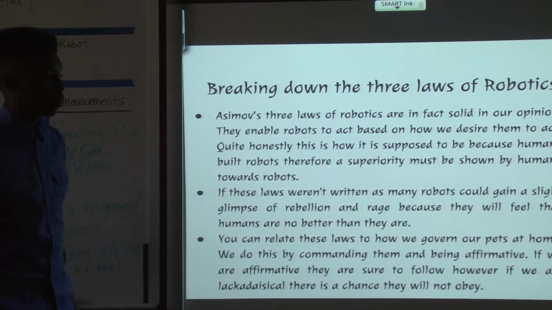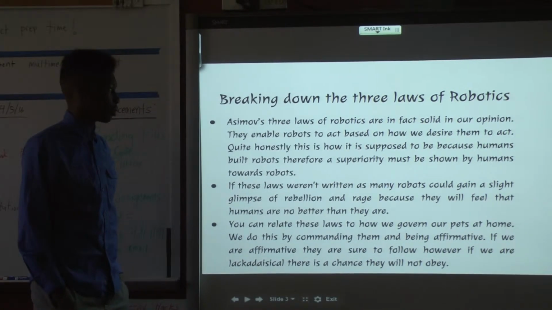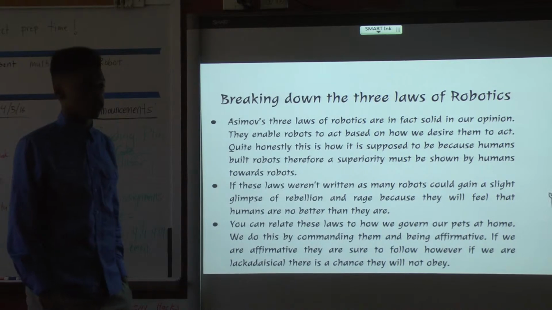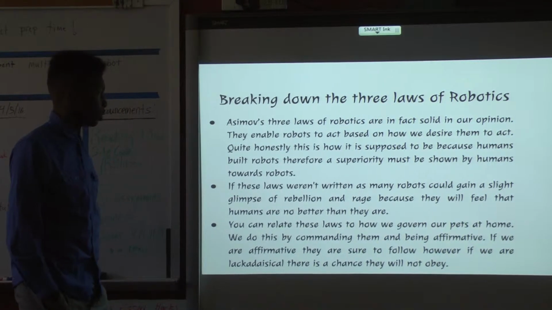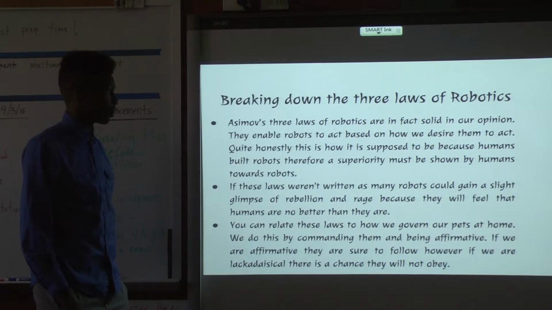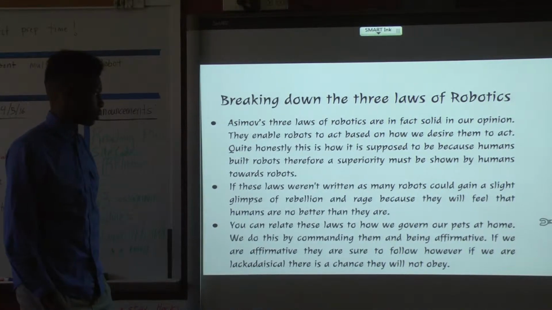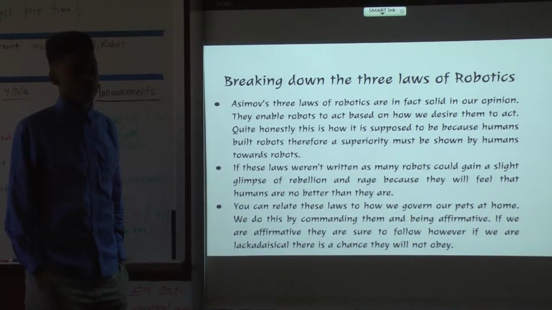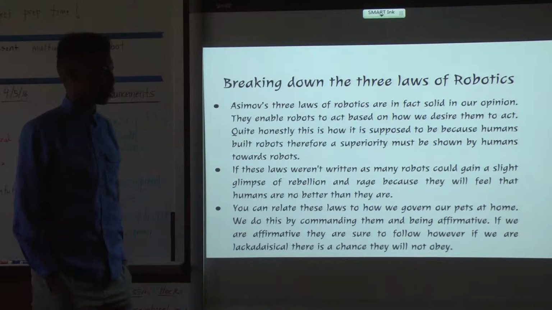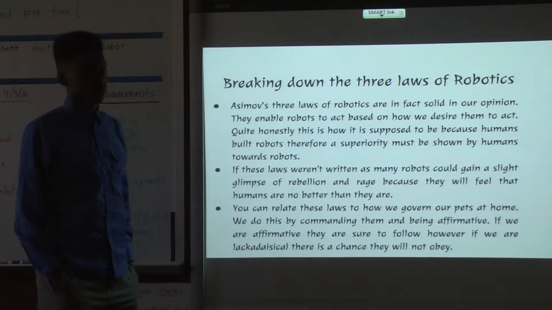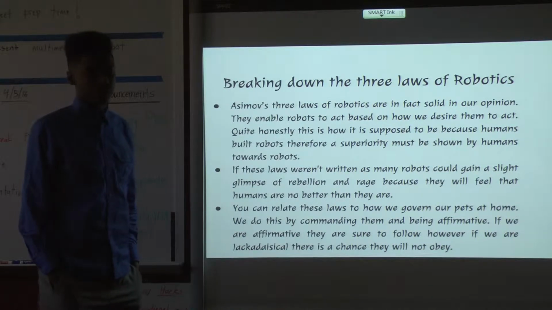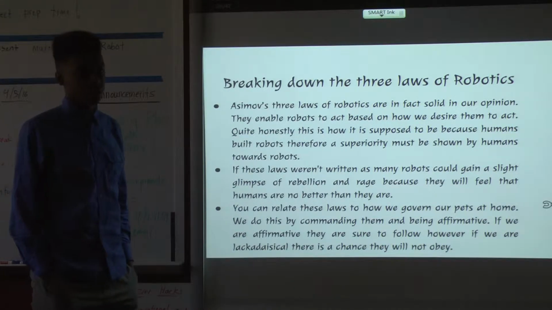All right, so breaking down the three laws of robotics, Isaac Asimov's three laws of robotics are in fact solid in our opinion because we feel like they allowed the humans to take control of the robots and take advantage of the robots. We feel that they enable the robots to act based on how we desire them to act because we get to take superiority, like we get to take control of the robots and command them however we want so they can work at our disposal. We feel that these laws help because this way the robots know who's in charge and who the real boss is, so that the robots have no second thought of ever wanting to take us over.